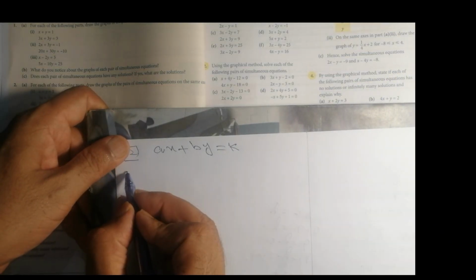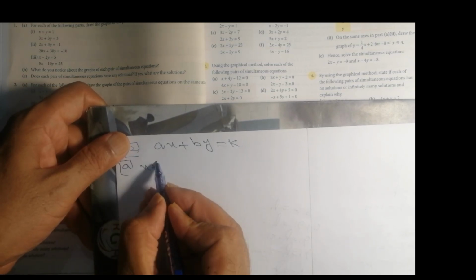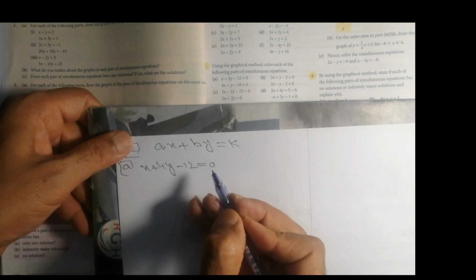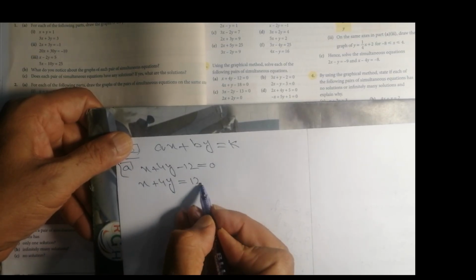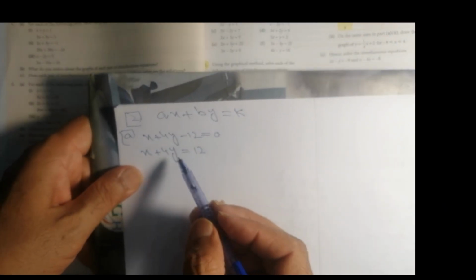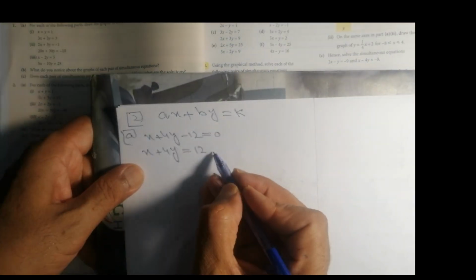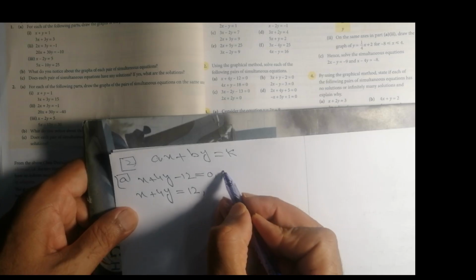For example, part A is x plus 4y minus 12 equal to 0. So we can shift it, x plus 4y equal to 12. Now this equation is exactly like the equation in question number 1. So I mean to say that there is no difference in question number 2 and 1.